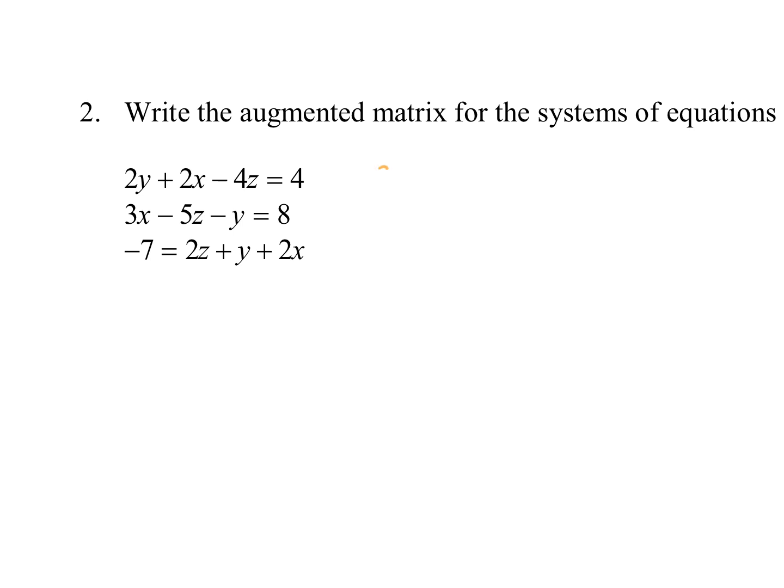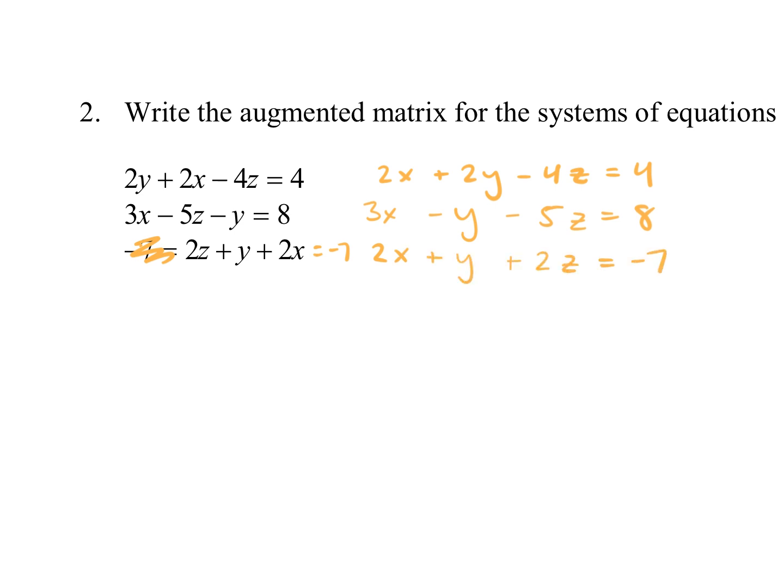So for the first one, I have 2x plus 2y minus 4z is equal to 4. The next one, we have 3x minus y minus 5z is equal to 8. And then here, I'm just going to switch the order that I have. So I'm not really moving things to the other side. I'm just going to put that equals -7 on the other side. So we've got 2x plus y plus 2z is equal to -7.